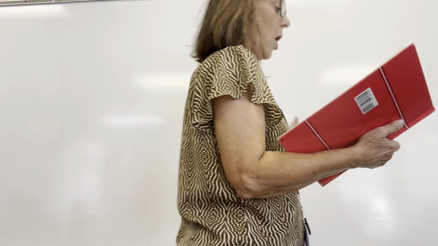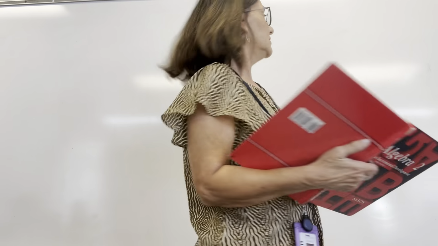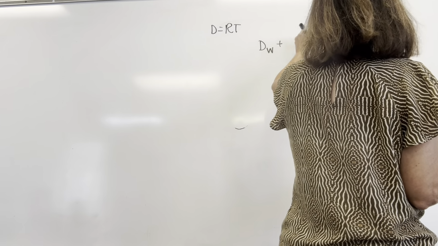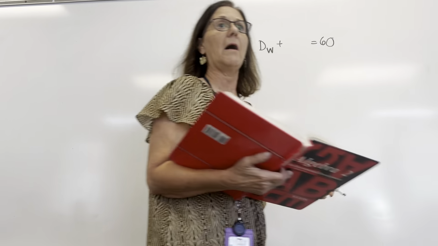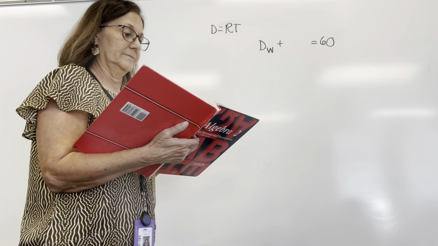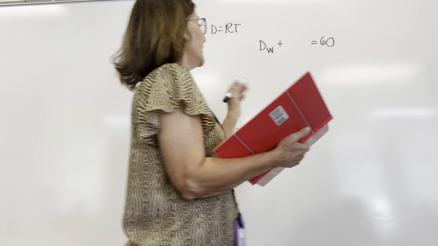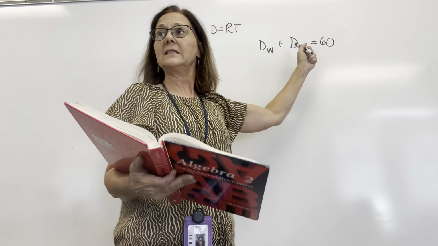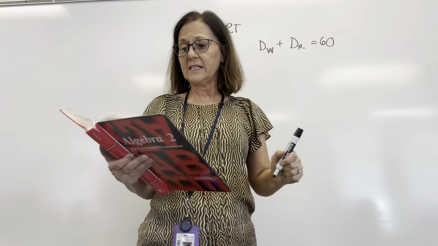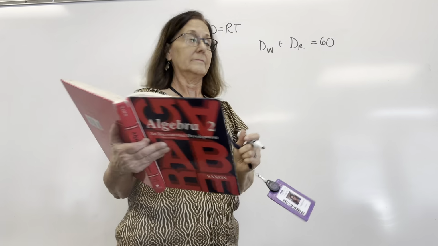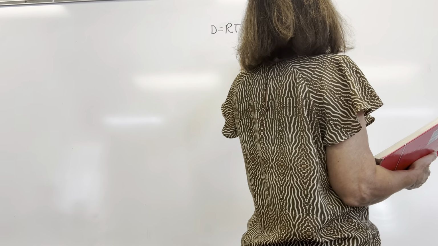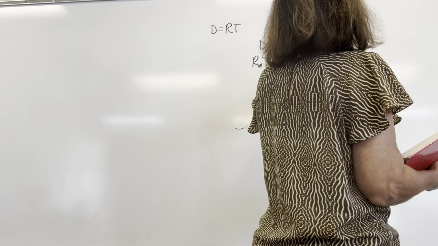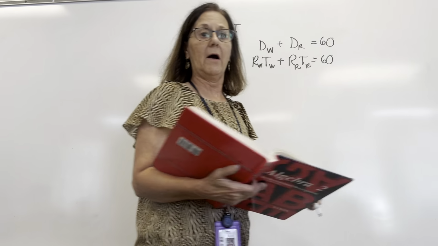Napoleon walked part of the 60 miles. So he must have walked some, and I don't know what he did, but it's part of the 60 miles he walked to the battle site. Oh, and then he rode the rest. So the distance walked plus the distance that he rode is a total of 60 miles. Well, this is rate walked times time walked plus rate rode times time rode is 60 miles.